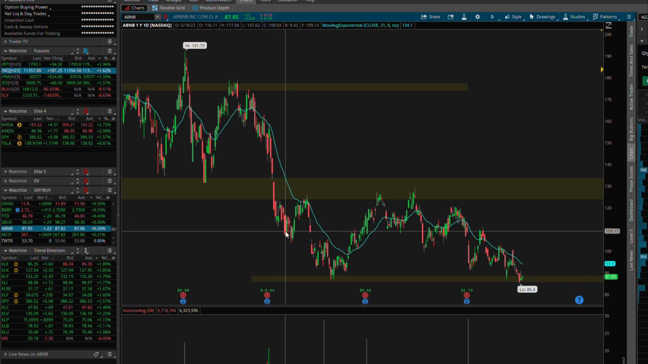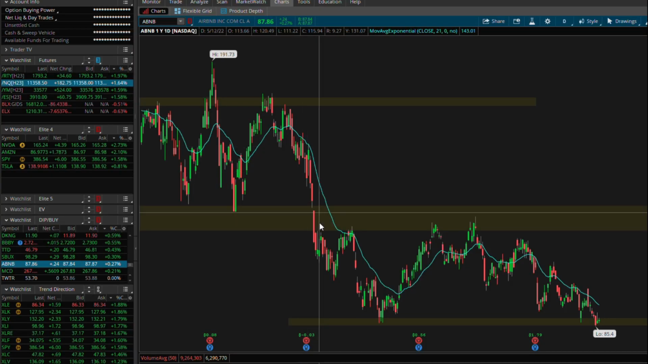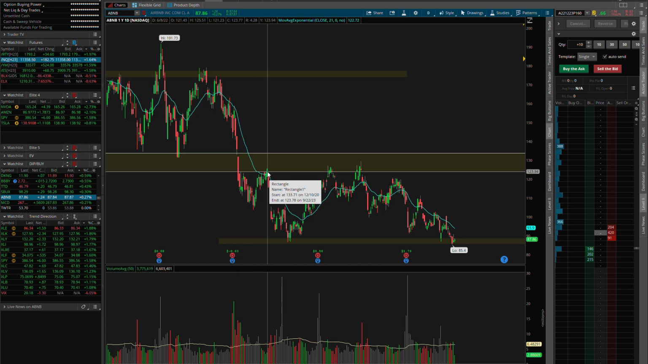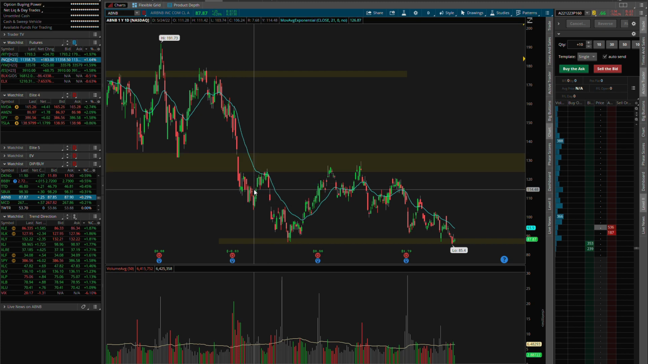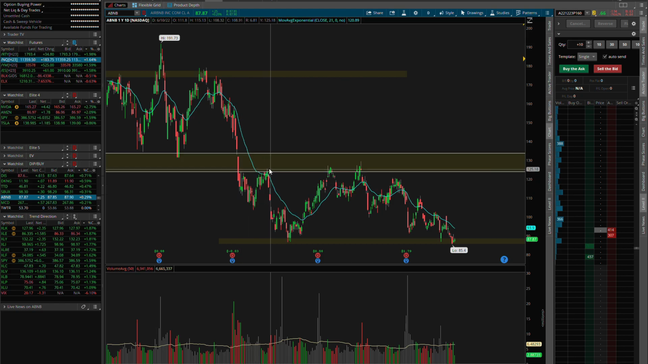So here you have a break, retest. A break, retest. That's what we like to call a high probability trade in the stock market. Once a support level or resistance level is broken, you want to wait for it to retest that level, and then you can take a high probability trade.